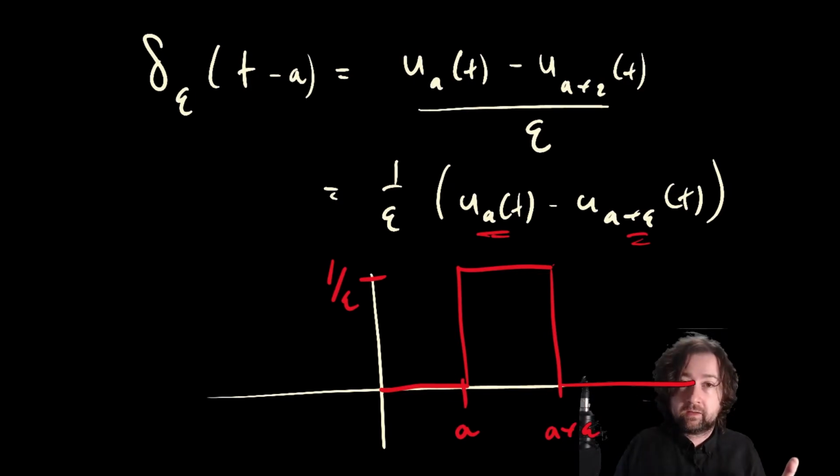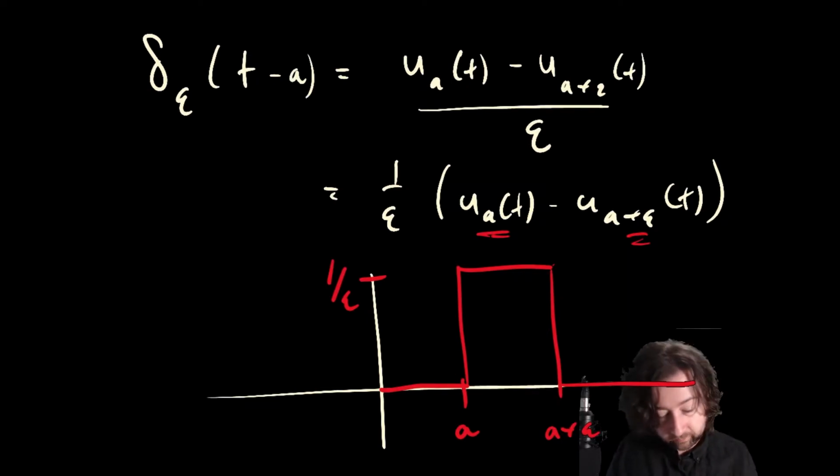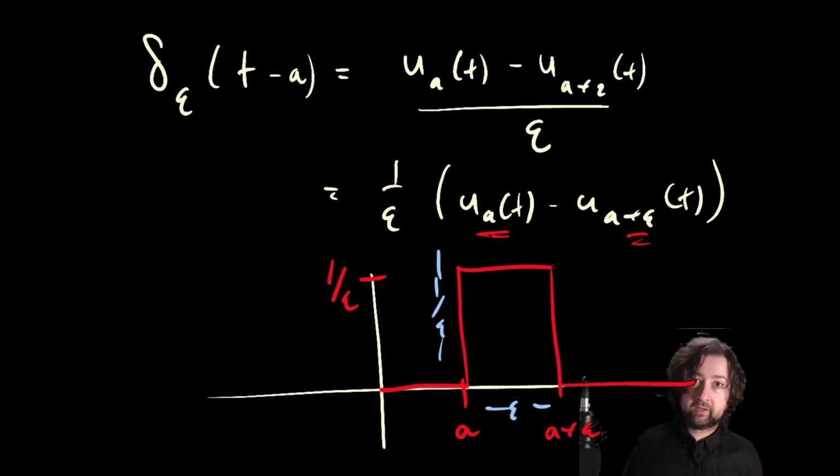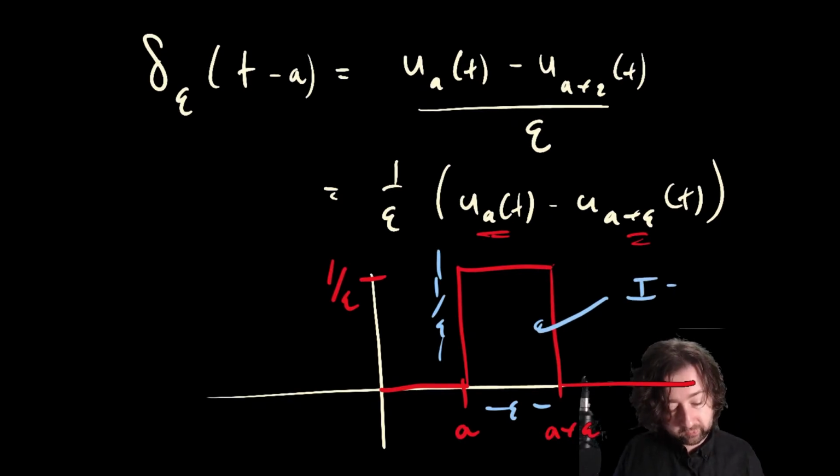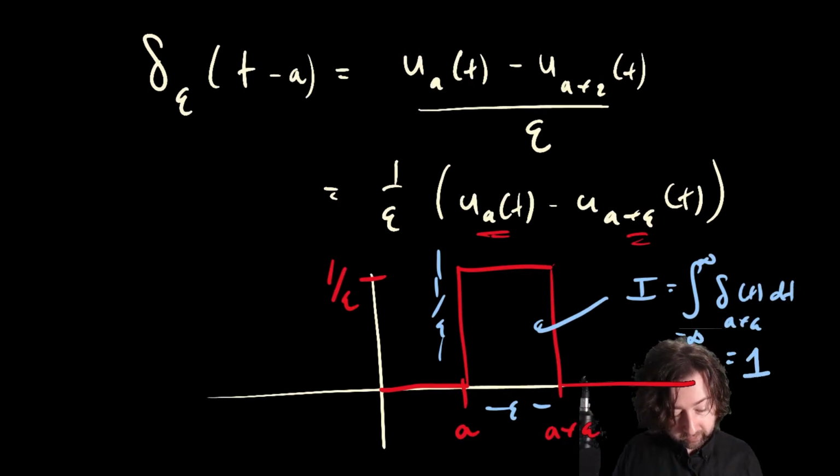What is the area underneath this function? Well, it's 1, because this rectangle is epsilon wide, and it's 1 over epsilon tall, and 1 over epsilon times epsilon is 1. So the impulse in here, I, which is the integral of delta epsilon of t dt, is 1, because the area under the rectangle is 1. So this is a family of functions who all have unit impulse.